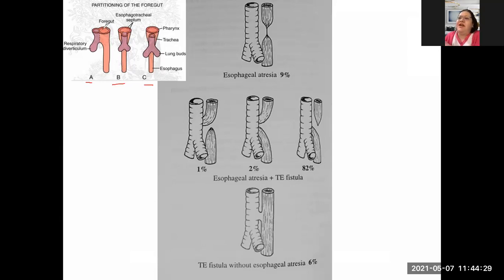So here you have your respiratory diverticulum, and this is your foregut. And then you have the esophagotracheal septum. And then here you have the pharynx, the trachea, and then the lung buds. Trachea, okay? And then the pharynx is higher. And then you have the development of the esophagus going down below. So as you can see, there is a close relationship between these two.